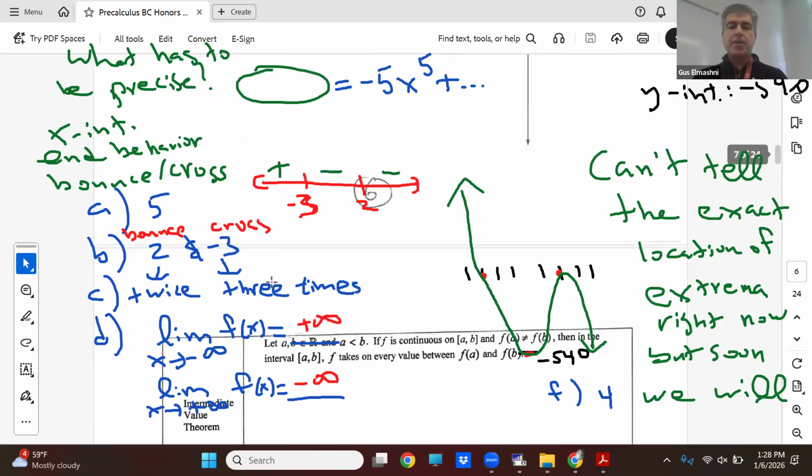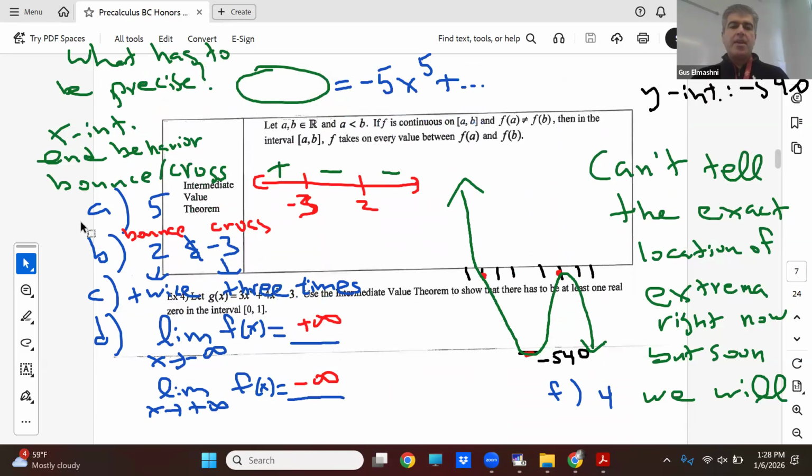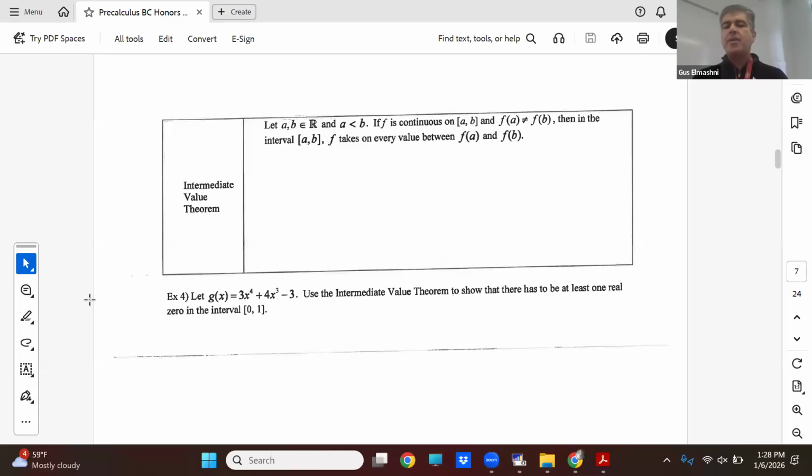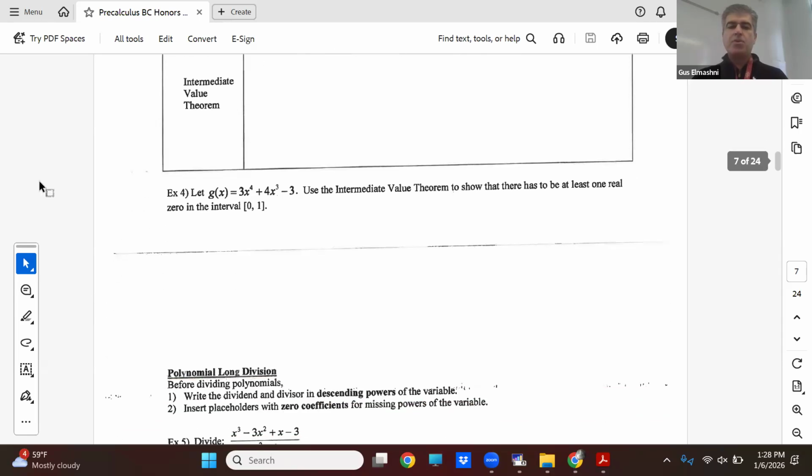So we'll skip example 3. The Intermediate Value Theorem, I'm going to come back to that later in the month, so we'll skip that for now also. We'll just say skip, because we are going to talk about this later.